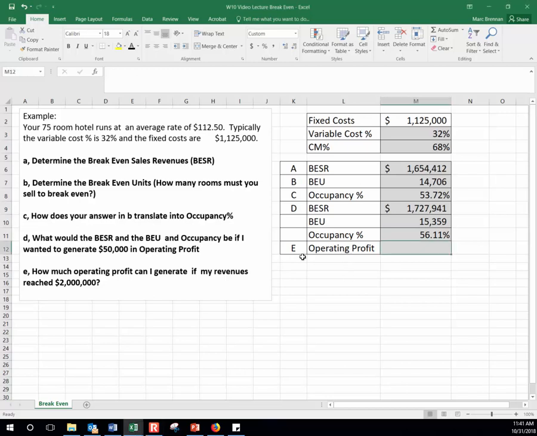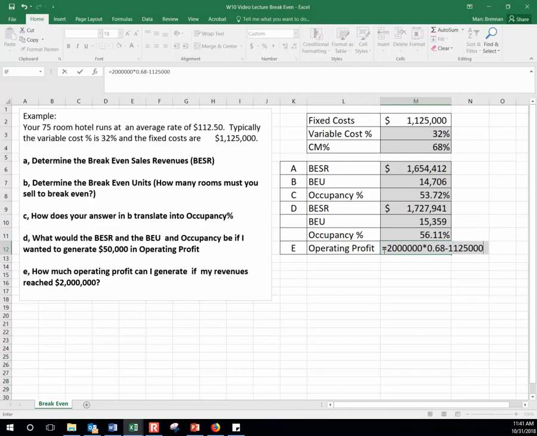Lastly, we want to figure out an operating profit based on my revenues. Okay? And we can do all of this now that we have this information right here. So we can start by, if you go back to the presentation, to find out an operating profit based on revenues that you believe you can achieve. Okay? So we would have to go our $2 million, multiply that by our contribution margin percentage, so our 0.68. And then from that we're going to subtract our fixed costs.